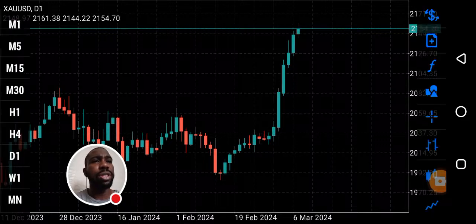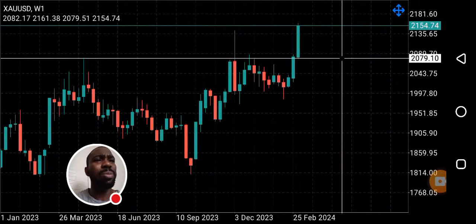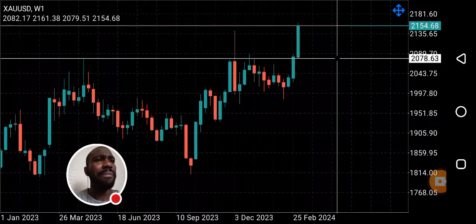Okay, gold is bullish. Let's start with the weekly. You can see gold has done close to 800 pips this week. Imagine if you had executed a trade on Monday and used 0.1 lots, you would have made close to $800. Even if you had used 0.01, you would have made close to $80.